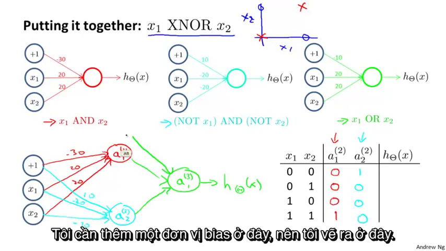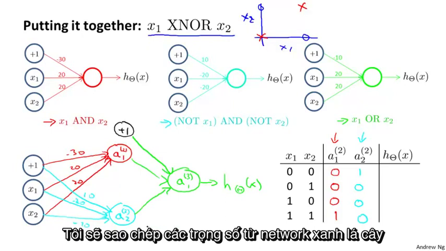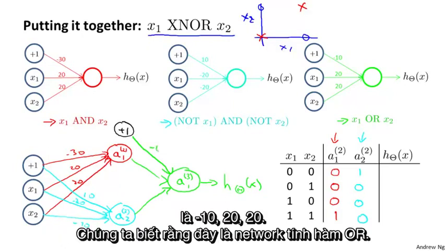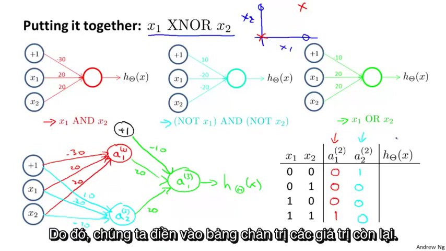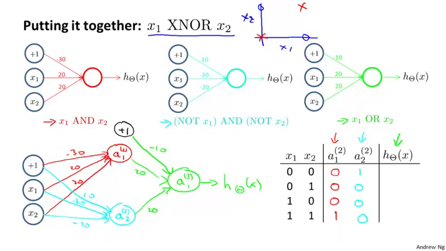And I'm going to need a +1 bias unit here, so I draw that in. And I'm going to copy over the weights from the green network, so that's -10, 20, 20. And we know earlier that this computes the OR function. So let's fill in the truth table entries.